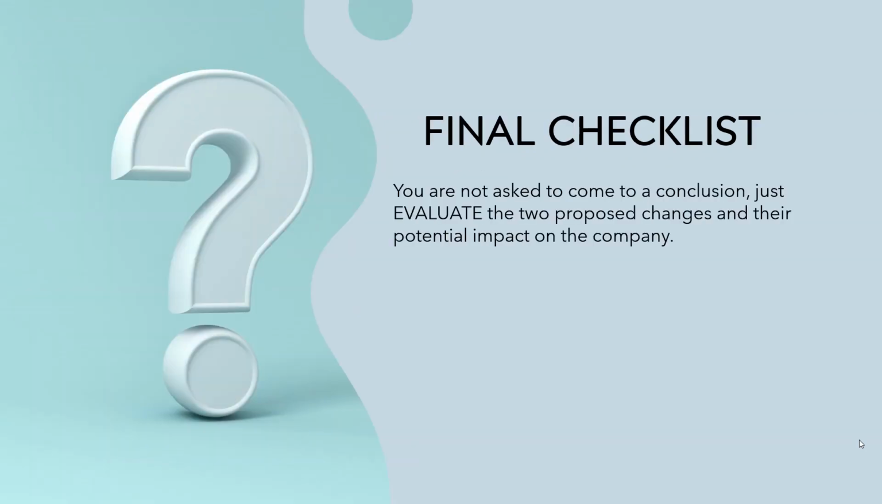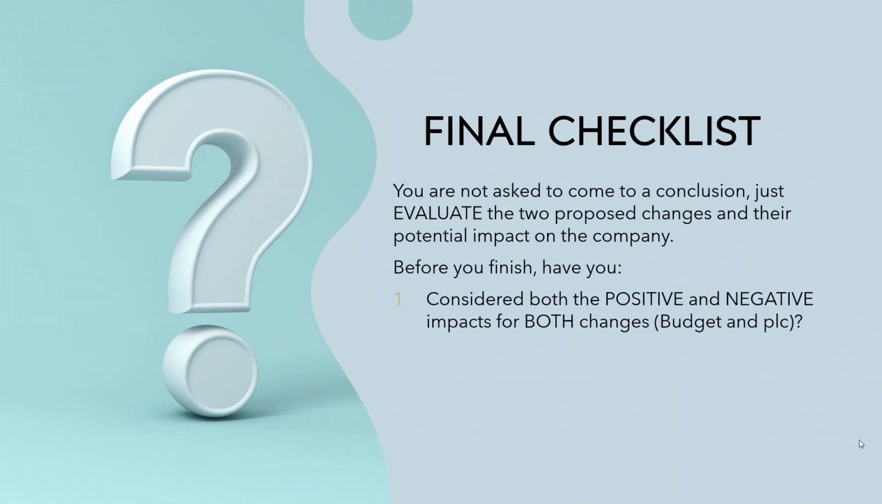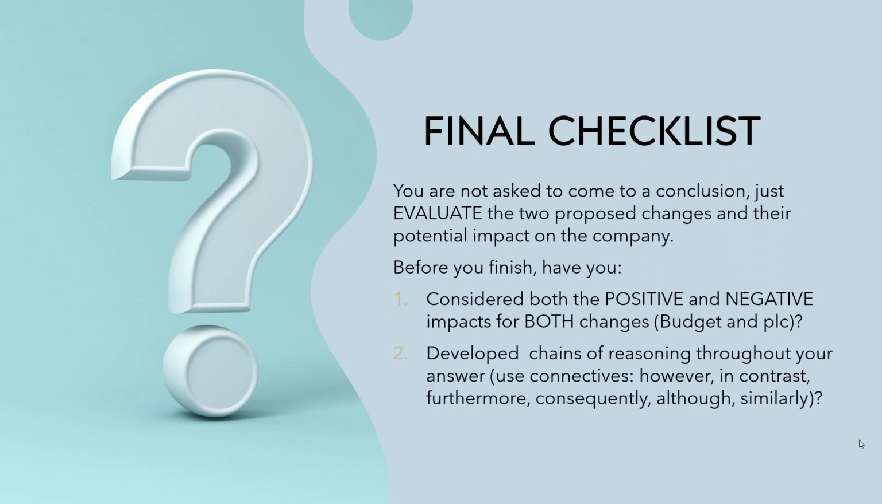And then a final checklist. We're not asked to come to a conclusion, just evaluate the two proposed changes and their potential impact on the company. So before you finish up, just make sure that you've considered both the positive and negative impacts for both changes, the budget and the PLC, and that you've developed chains of reasoning throughout your answer. So use those connectives, things like however, in contrast, furthermore, consequently, although, similarly. This is not an exhaustive list, and if you want more ideas, just pop it into your Google search bar and you'll get a whole load of them there.